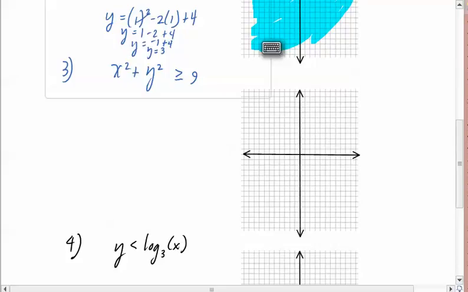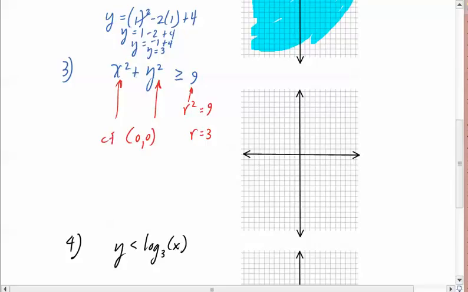It's a circle, right? We know that the standard form of a circle is x squared plus y squared equals the radius squared. So let me get a little bit of information here. R squared is the 9, so that makes my R 3. And my center, because there's nothing being added or subtracted here, is at 0, 0. Alright, we're ready to put this on the coordinate plane. 0, 0 is my center.